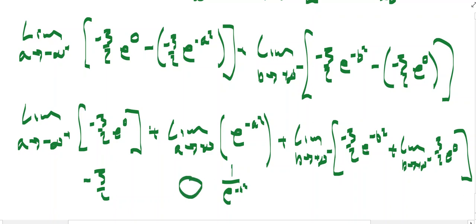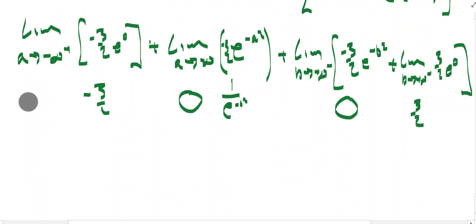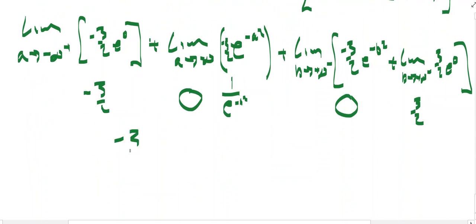Same thing is happening here. Negative 3/2 e to the negative b squared. And I forgot to put the negative 3/2 in here. That's not going to affect the outcome, but it should be in there. So this is also going to be approaching 0. And then this is going to be approaching 3/2. So what we have here is negative 3/2 plus 3/2, which is 0.